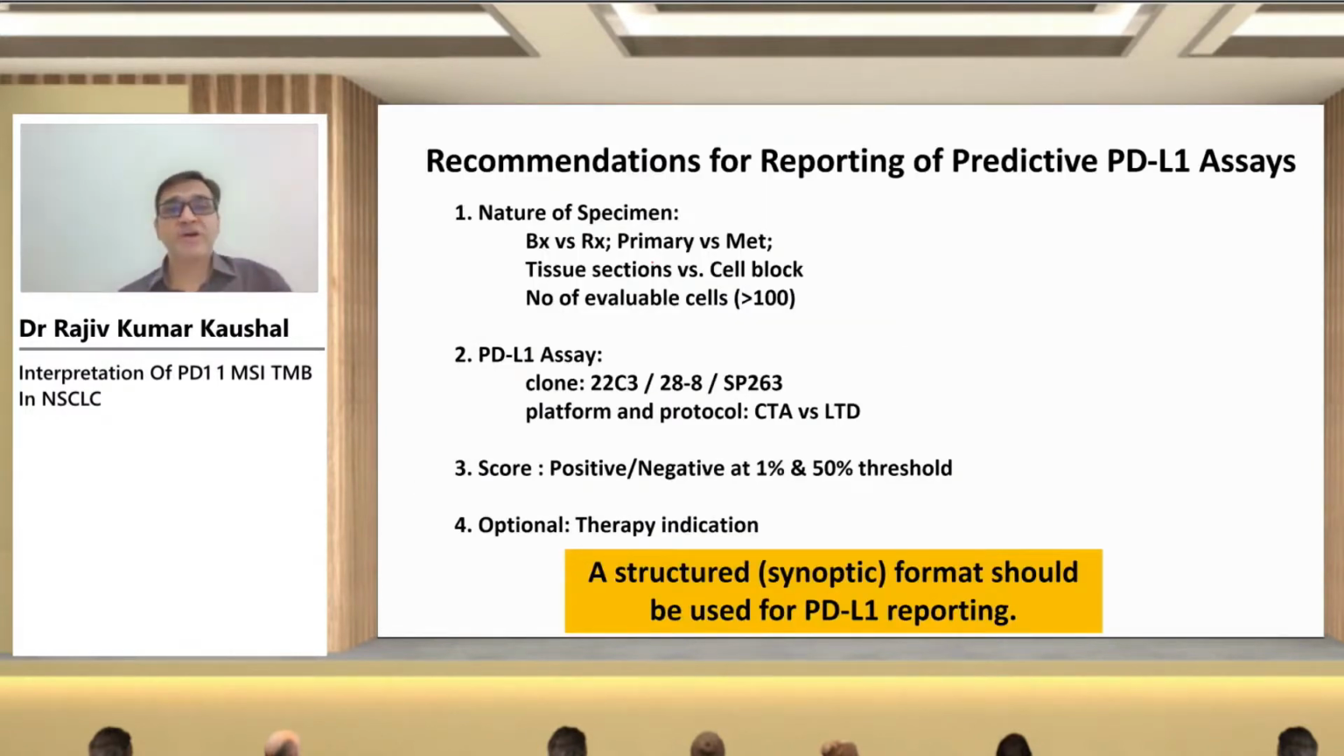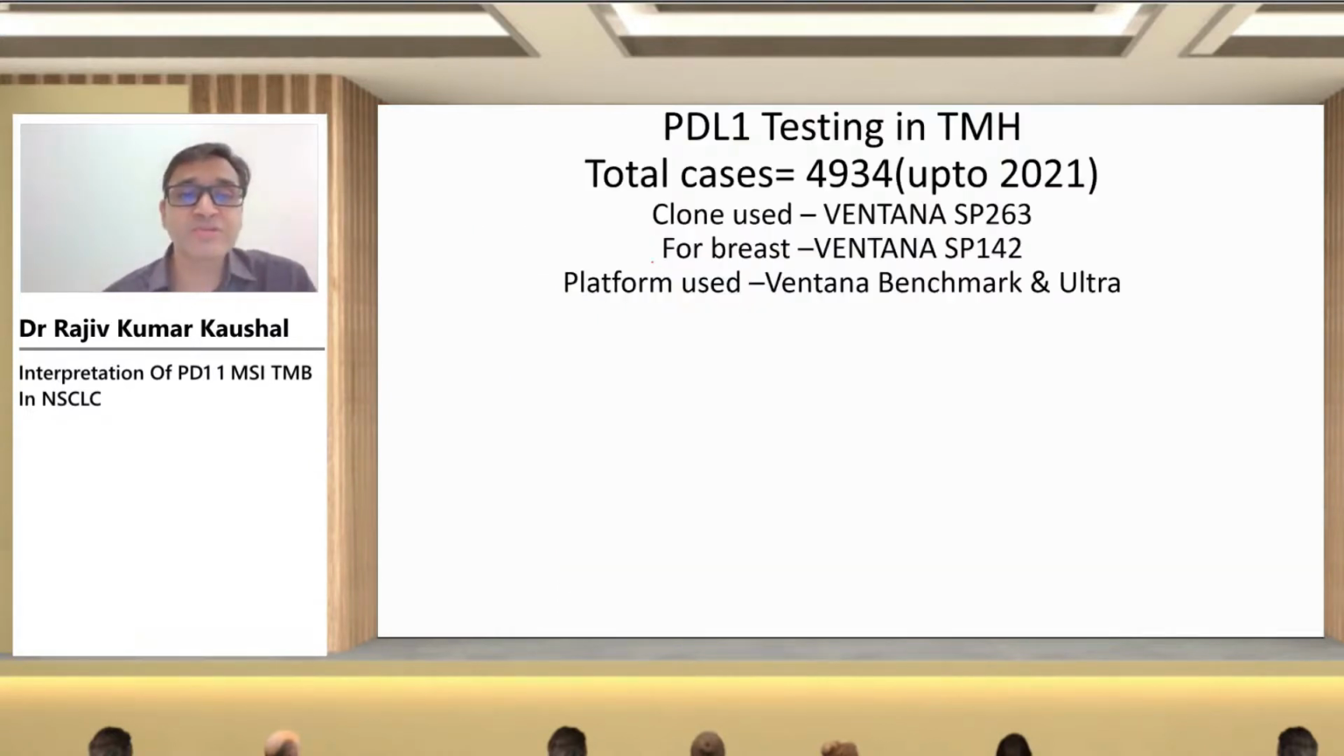So finally, how do you report PD-L1? You have to specify the nature of the specimen and whether a sufficient number of cells are present or not. Along with your results, we have to mention the type of clone we are using and the platform which is being used.